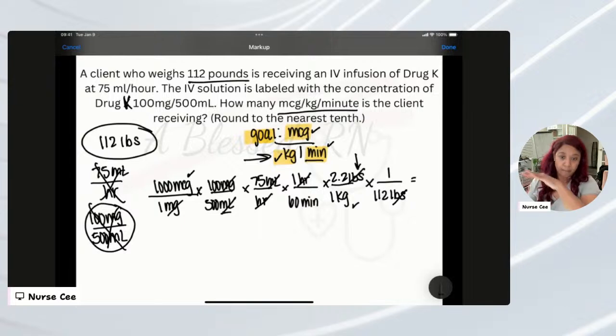So what you do is multiply all your numbers across the top. Once you get to the end of the line at the top, hit divide and put in all your numbers in the bottom and you hit divide in between those numbers. So I already got to the end of the line, hit divide, 500, divide 60. Look, it's getting smaller and smaller. Divide 112 equals 4.91 micrograms per kilogram per minute.